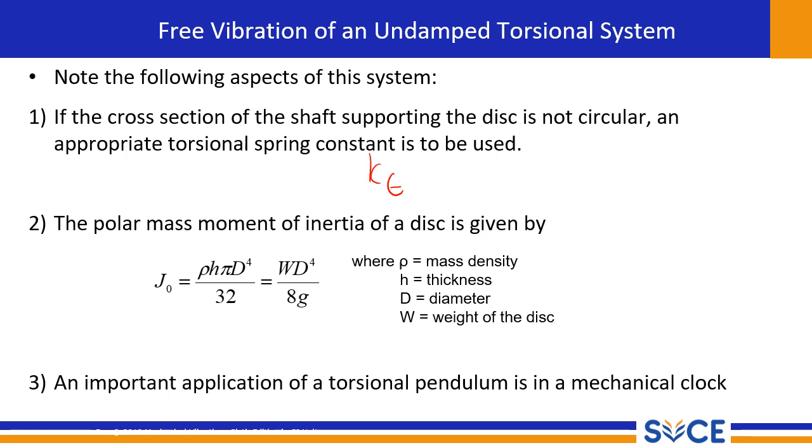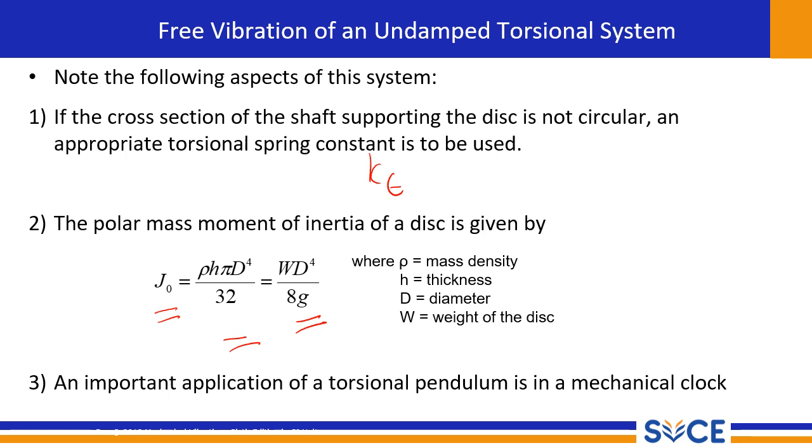Second, let's look at the polar moment of inertia of the disk, which is denoted as J naught. We have seen that it is crucial for determining the natural frequency of the system. For a disk, we can express it in two ways. We can calculate using the disk mass density, thickness, and diameter. Otherwise, we can also calculate it using the weight, diameter, and acceleration due to gravity. Both forms are equivalent, and you can choose the one that is most convenient based on the available information.